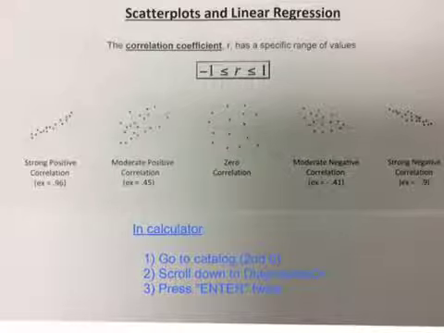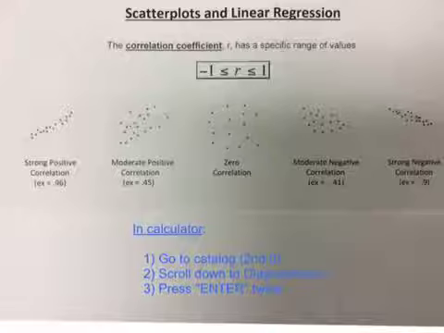But we want to scroll down until we get to diagnostics on. It's not really that far to scroll, and once you see it, you're going to hit enter twice. So again, once you see diagnostics on, you hit enter, and then enter again. And your calculator should then say on the main screen, diagnostics on, and then done.